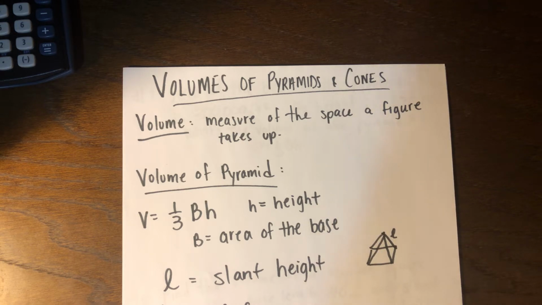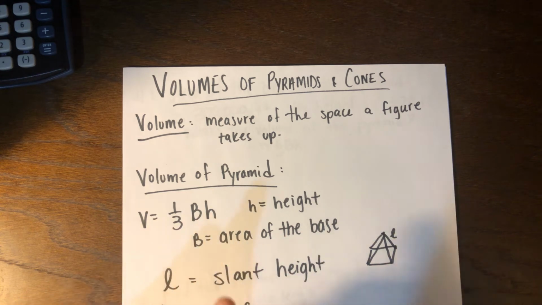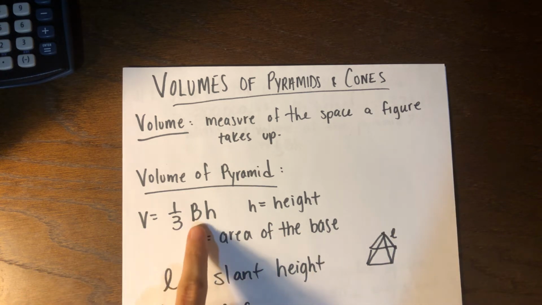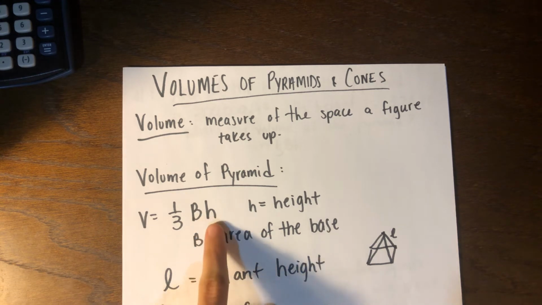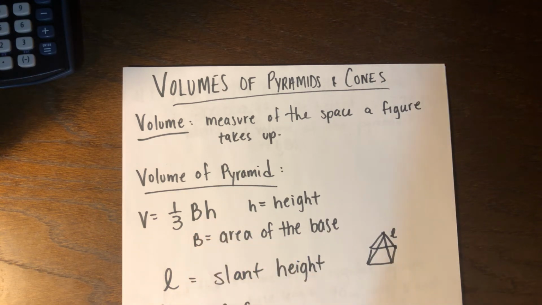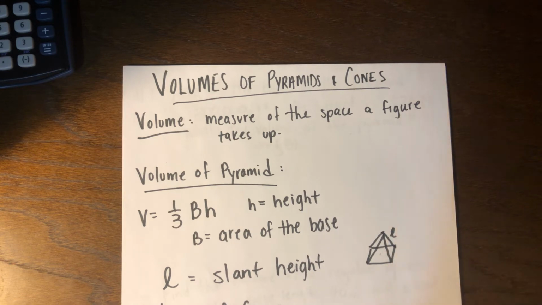When we talk about the volume of a pyramid, here's my little pyramid drawing. The volume is going to be 1/3 times the area of its base, which is B, times the height, which is H. Now, sometimes they don't give us the height. The height would be from the top of the pyramid to the bottom of the actual pyramid.